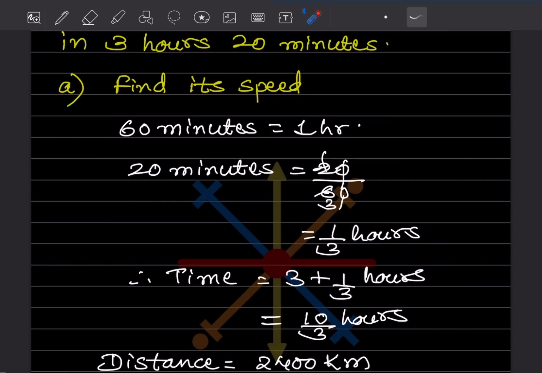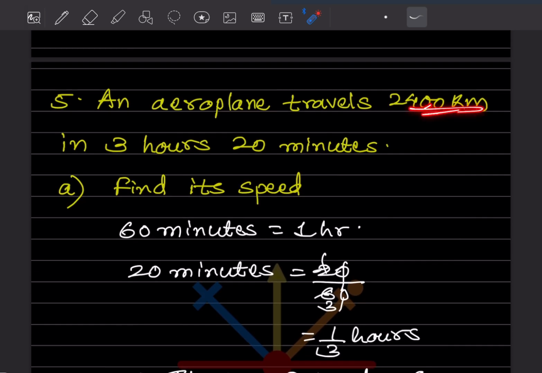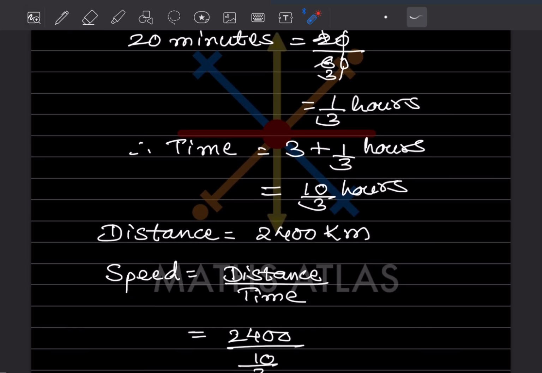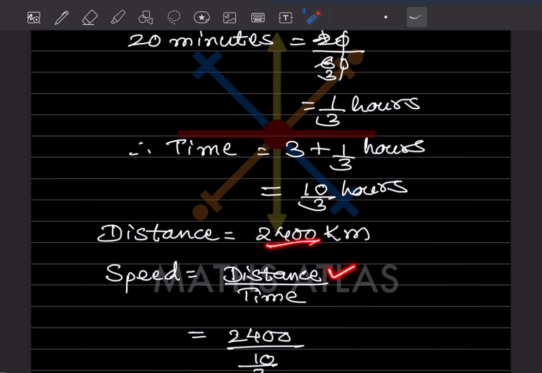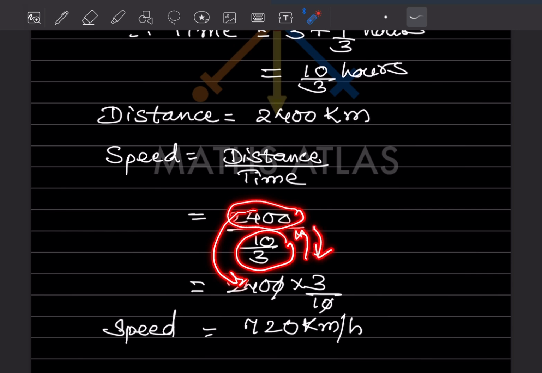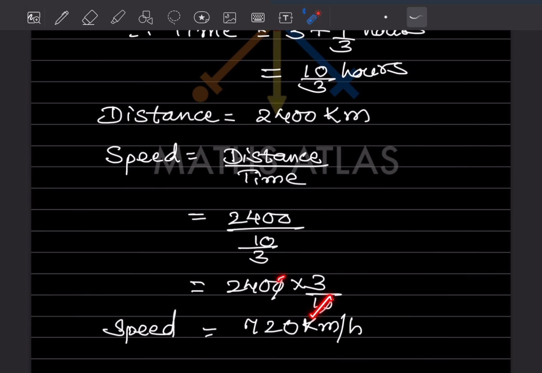Now we know the distance is given as 2,400 kilometers. So speed will be distance by time. We don't know the speed, that is what we have to find out. Distance is 2,400 and the time is given as 10 by 3. So this is in the numerator and this is in the denominator. The numerator stays as it is, the denominator is going to get flipped over, so that is going to be 3 by 10. Now let us do this one. This and this get cancelled. So when you multiply this, you get 720 kilometers per hour.